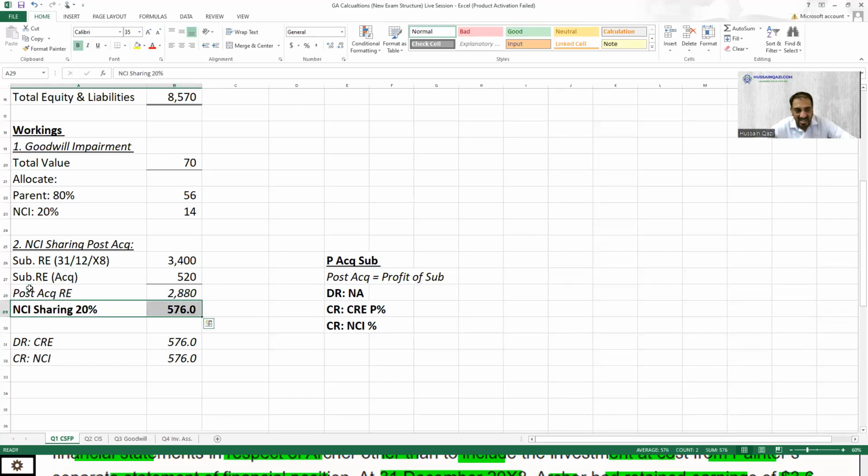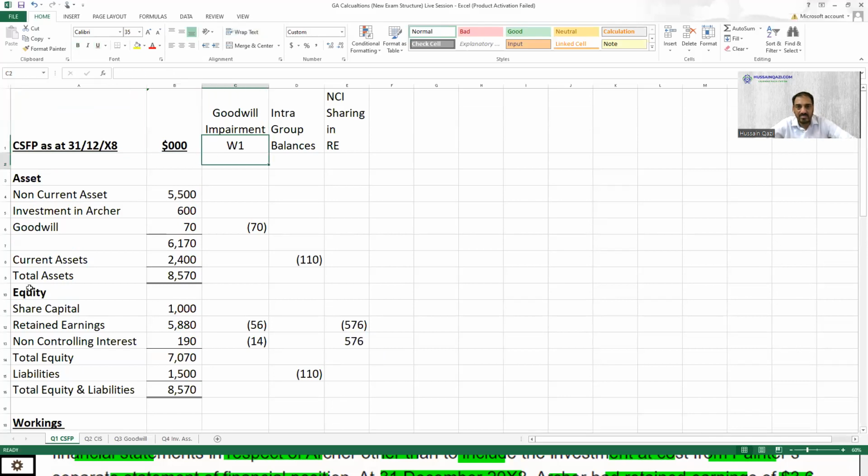NCI sharing 576. What should be the double entry? NCI should increase 576, and the parent sharing of the profit, we need to adjust by 576. So CRE debit, NCI credit. Is this clear, all of you? So that's the adjustment we have made. 576 retained earning reduces, NCI increases 576. That is the adjustment related to the subsidiary.